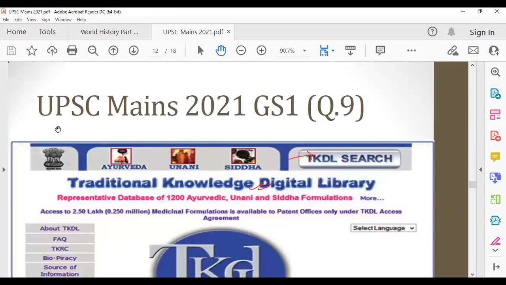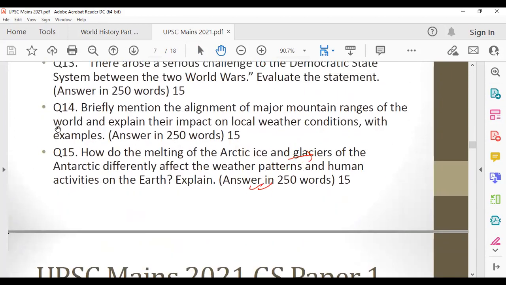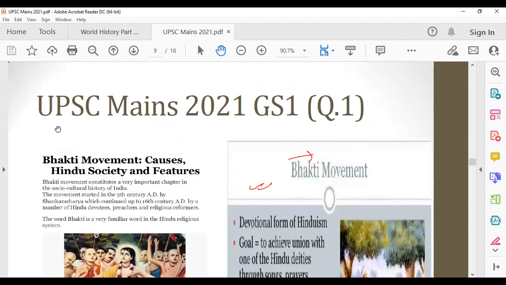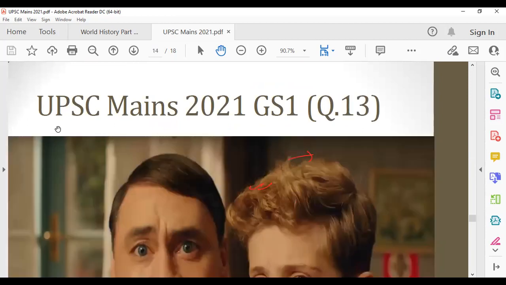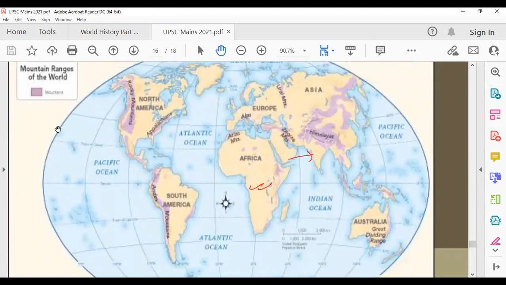But if you see the question minutely again, they're talking about the alignment of major mountain ranges and their impact on local weather conditions. Many students were asking me, sir, we have just written the impact together, we have not separated Himalayas and written its impact, then Rockies and Andes. You can do that, but it's good if you have separated it. Let's say you have talked about the impact of Himalayas separately, and the impact of Rockies and Andes separately. Like Himalayas, it protects us from Siberian winds. You can talk about how it protects us from Siberian winds.